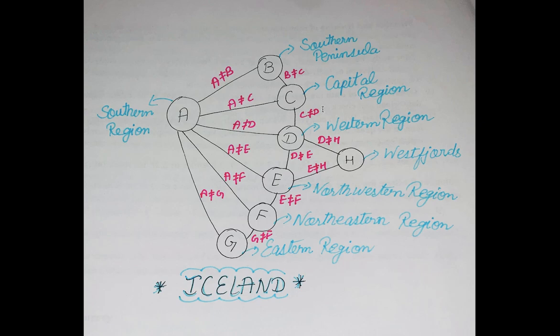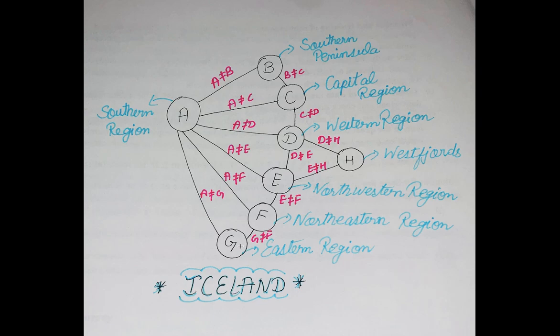So here the constraints are: B and C, being neighbors, cannot have the same colors. C and D cannot have the same colors. D, H, E, they cannot have the same color. E and F cannot have the same color, and F and G cannot have the same color. So I have simplified the map into a tree structure, and then I have simplified the constraints for better understanding.